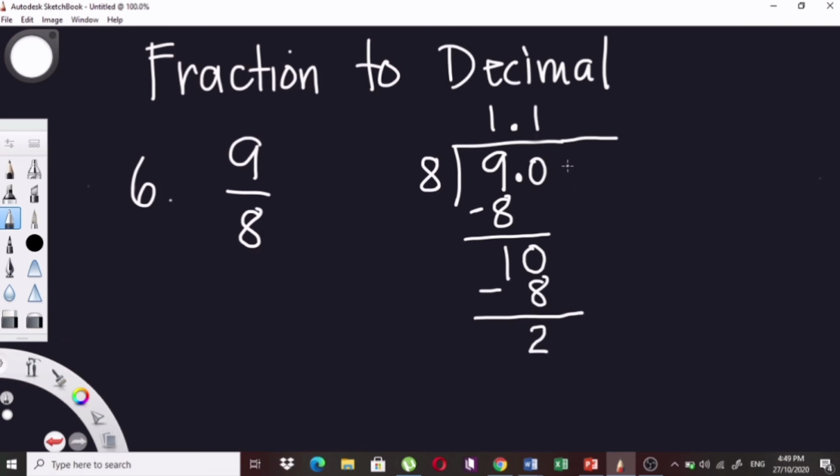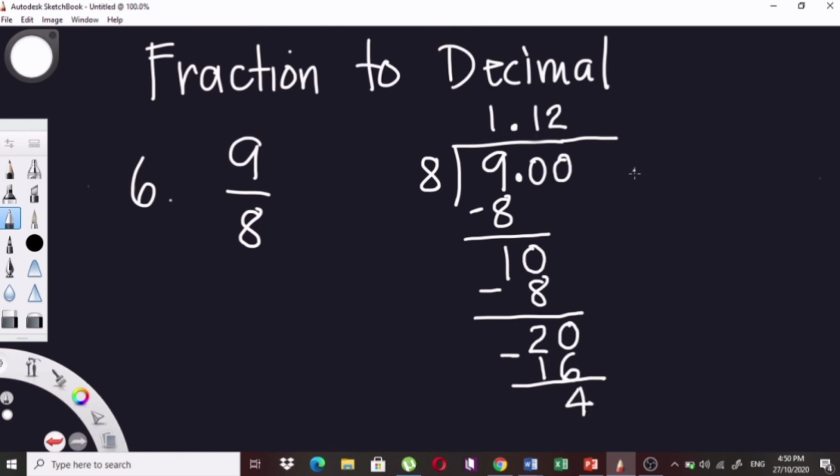So, hindi pa siya 0. Mag-add ulit tayo ng 0 dito sa dividend. Then, bring down 0 dito. So, naging 20 naman siya, no? So, ilang 8 meron sa 20? So, merong 2. So, we have 2. So, 2 times 8. Ta-times ulit yung 2 sa 8. Then, lalabas ay 16. Then, the same procedure, ma-minus natin. So, 20 minus 16 is 4.